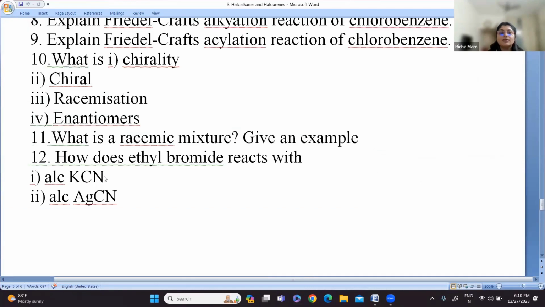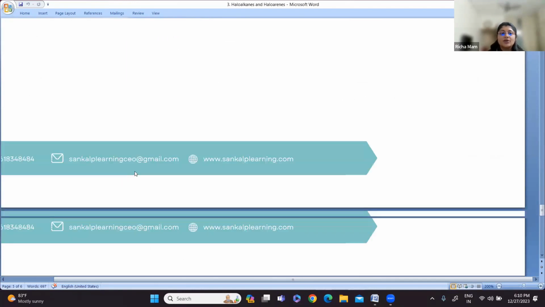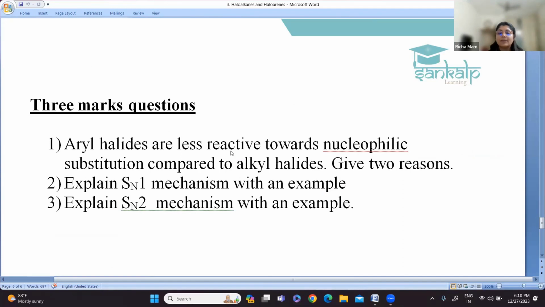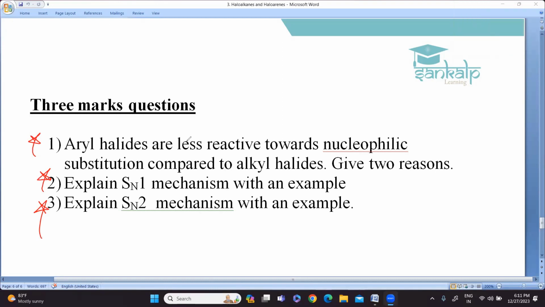So these were some of the 2 marks questions. Now we are going to discuss 3 marks questions. Very important 3 marks questions. You should not leave these questions. These are must-study questions. The first one is: aryl halides are less reactive towards nucleophilic substitution compared to alkyl halides. Give 2 reasons. If they have asked for 2 reasons, it will be asked for 2 marks.